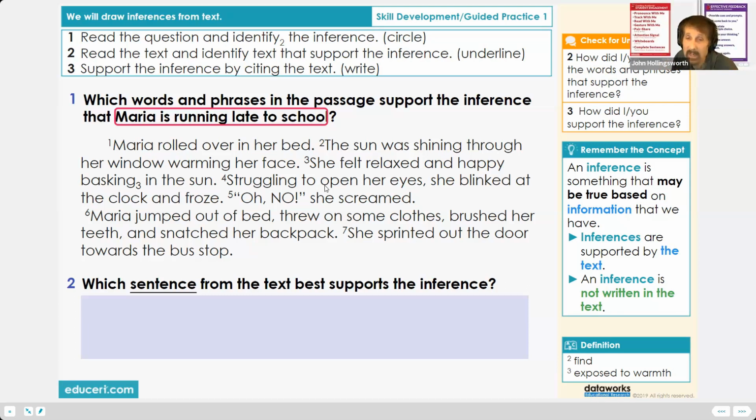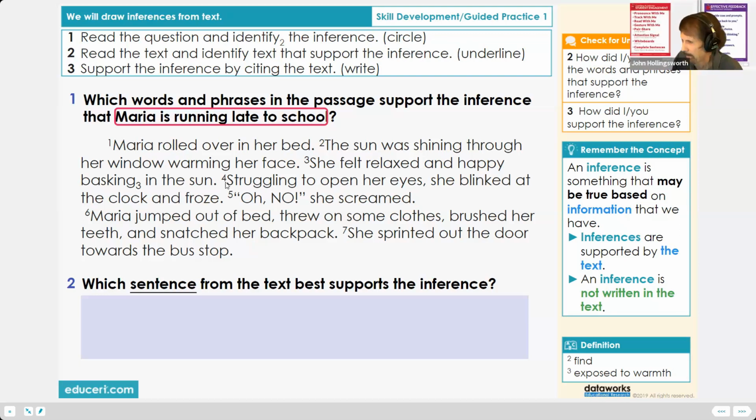Let's read sentence number 3. She felt relaxed and happy, basking in the sun. Okay, she's awake. Now, on your whiteboards, yes or no? Does sentence number 3 support the inference that she's late for school? No. Yes or no? No. Okay, so you're just going to turn to your partner. Sentence 3 supports or does not support the inference because?